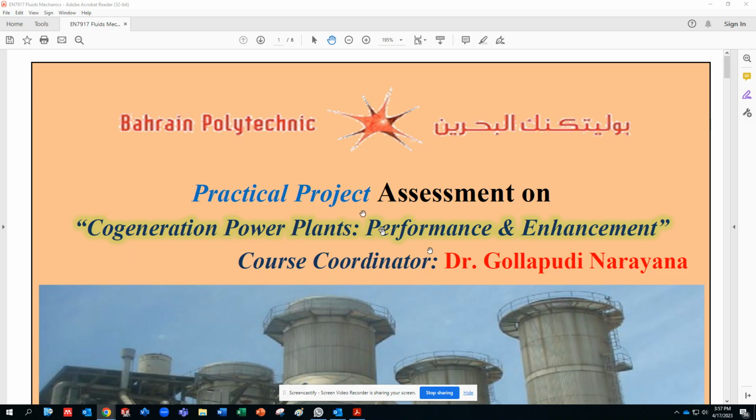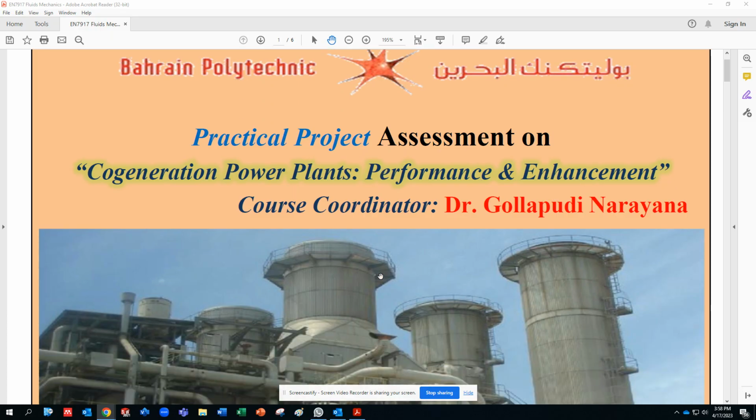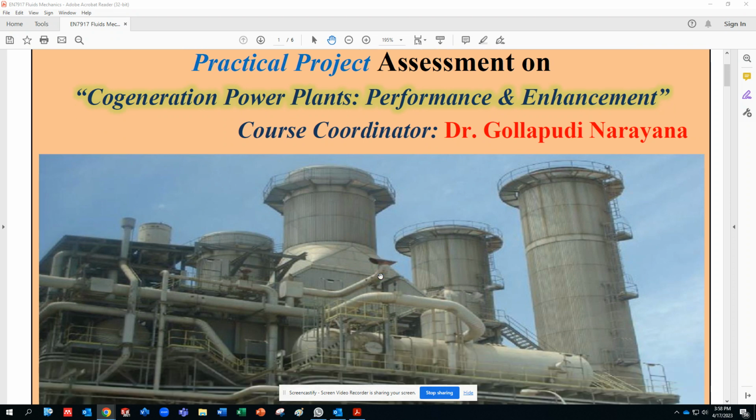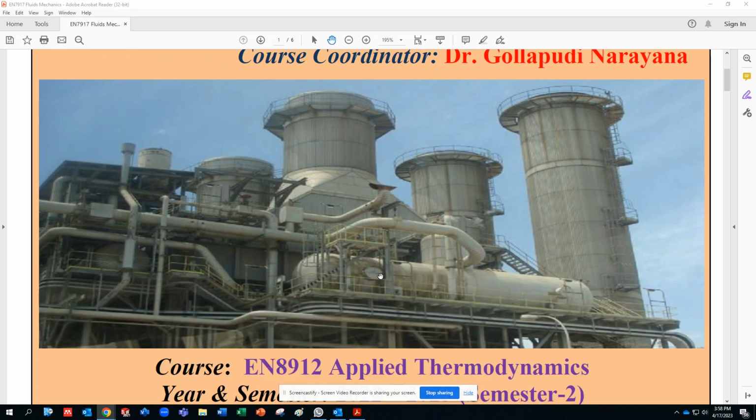In the first stage, you will estimate the performance of the existing power plant, and in the second stage you will enhance this power plant by incorporating some other components in the analysis. After completing these two stages, the plant will become a cogeneration power plant, and its performance should be higher than the existing power plant. That is the task in this practical project.